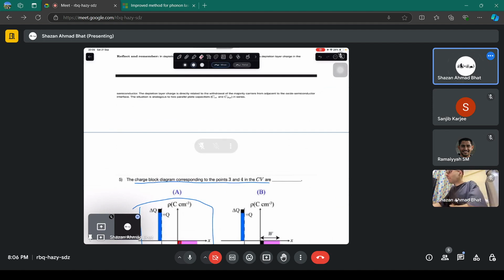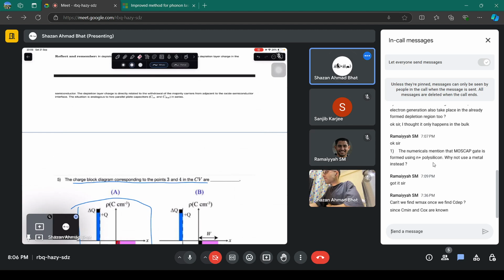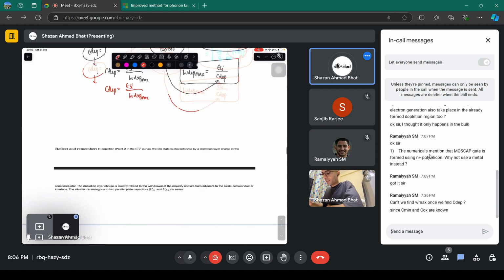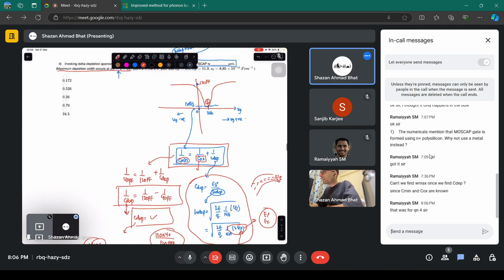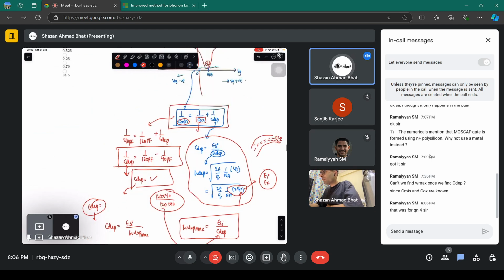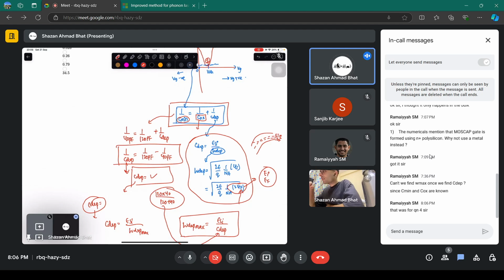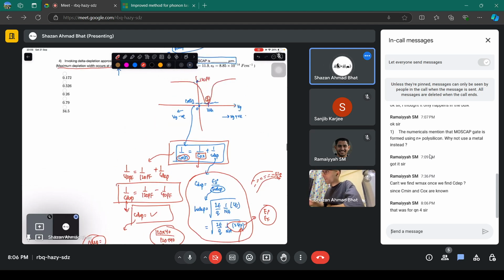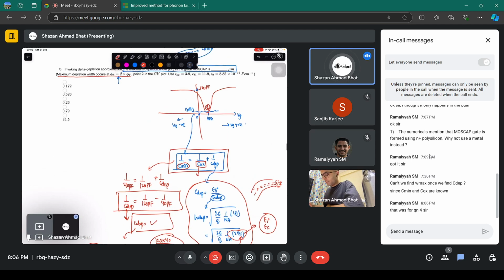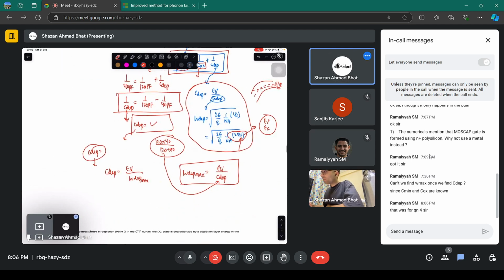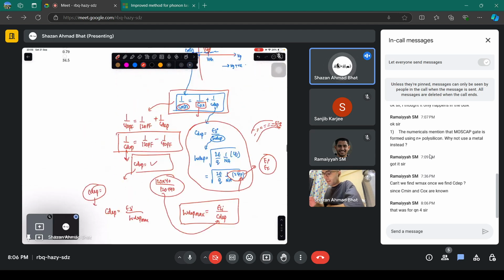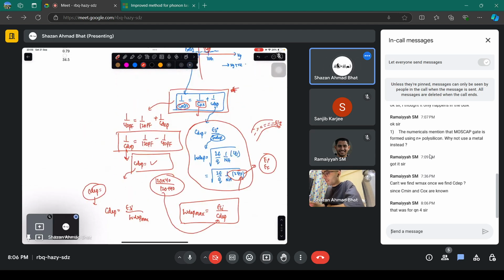If you have any questions: can't we find W max once we find C dep, since C min and C ox are known? Oh, I checked your reply late. That was for question number 4. Yeah, I can read it. Can't we find W max once we find C dep? Yeah, that is correct. That's what I actually did later on. Thank you for this nice help.